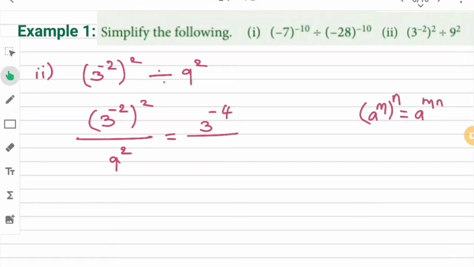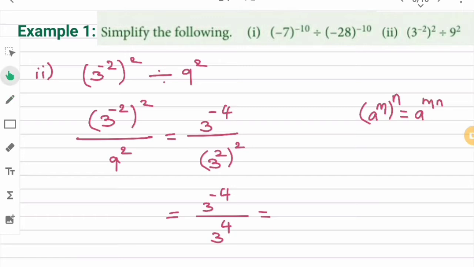And now in the denominator I am having 9 power 2. So shall I write 9 as 3 square? Because 3 3s are 9. So I am going to change 9 as 3 square and the whole power 2. The same law I am going to apply again. That is 3 power minus 4 whole divided by 3 power 4.